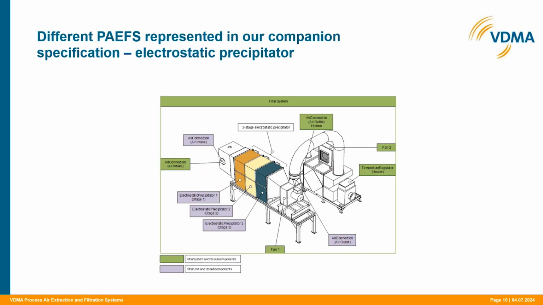The third slide shows a different way an extraction and filtration system can work. You've also got an air intake connection, and then an electrostatic precipitator working with a 3-stage system. However, you also have a fan and an air outlet connection, even a secondary fan in this case, and a temperature regulator.